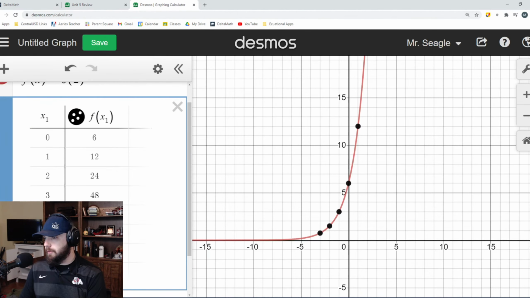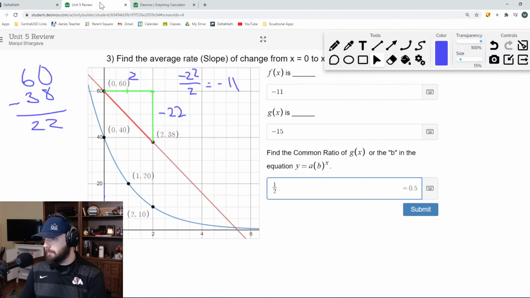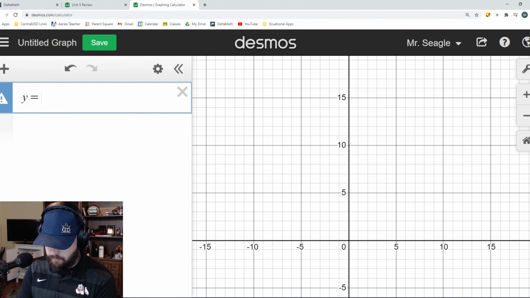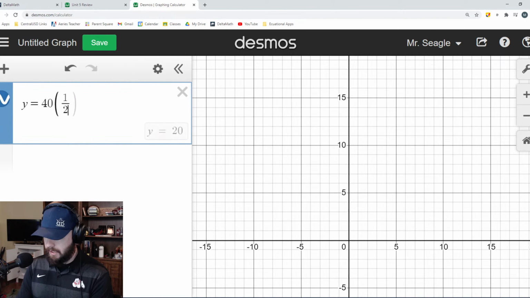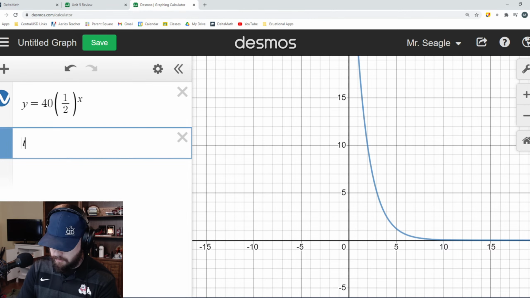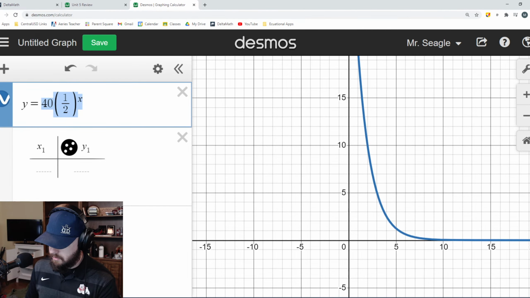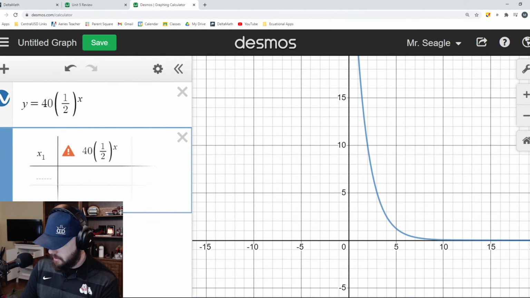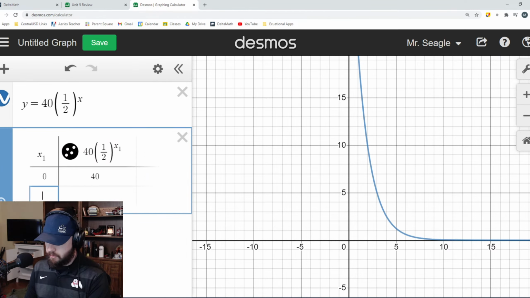If I were to plug this into the equation, I'm going to switch back really quick. I know I'm flipping back and forth a lot. We have our y-intercept of 40, so y equals 40. But I want this to be 1/2 because I want this to go down, and I'm raising that to the x. If I make my table here, I'm just going to do 0, 1, and 2.